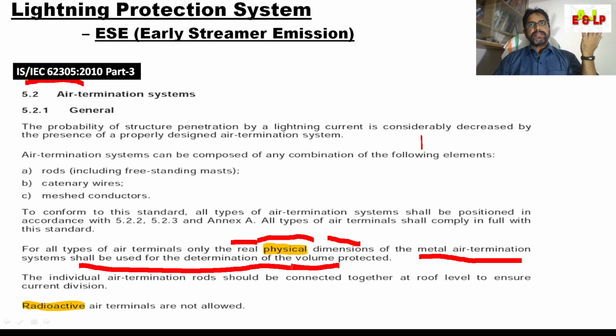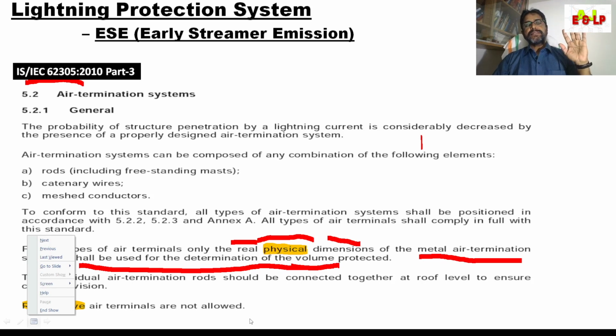So what is the impact? The virtual additional height of the ESE terminal cannot be counted for assessing this protected volume. So what's the meaning? We cannot accept that ESE terminal. That's a problem. See, finally, see the last line. Radioactive air terminals are not allowed. So it is clear now. As per this IS, early streamer emission is not acceptable.